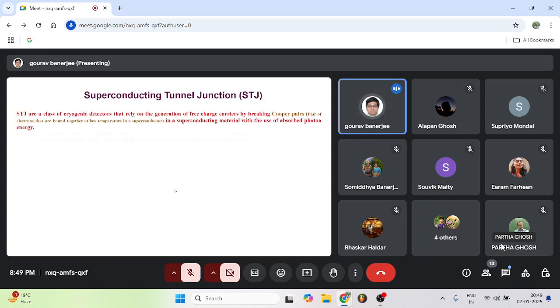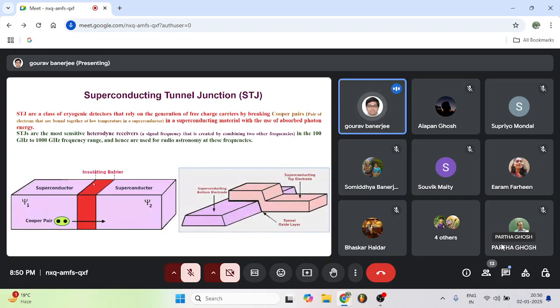Then the superconductor tunnel junction. This is again a superconductor, and when light falls on it, it breaks down the Cooper pairs and current flows through the circuit. Cooper pairs are electrons bound together because of the low temperature. When light falls on the superconductor, the temperature increases, the Cooper pairs break down and current flows through the circuit. Again, this is used for very high frequency observation like gamma ray, X-ray or radio, in the gigahertz range.